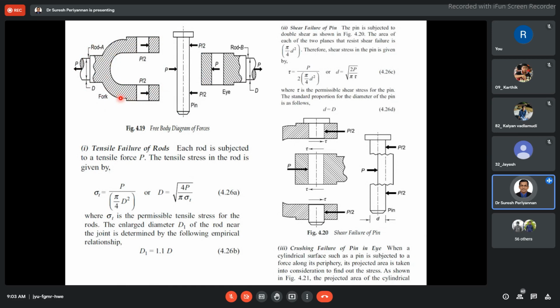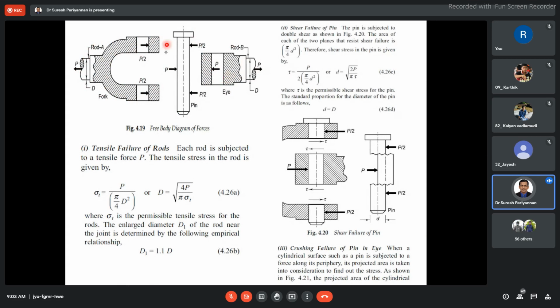Coming to the eye end, the force acting on the rod on the right hand side is P, and on the left hand side is P. The summation gives the resultant force, and the action and reaction forces are equal. Hence, this is the mechanical equilibrium.